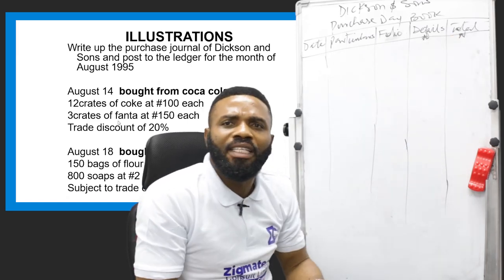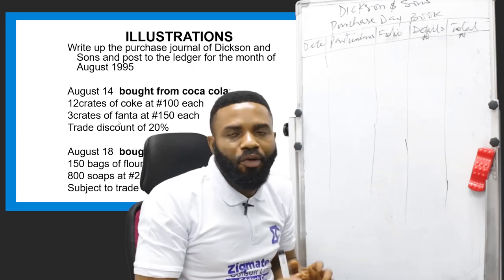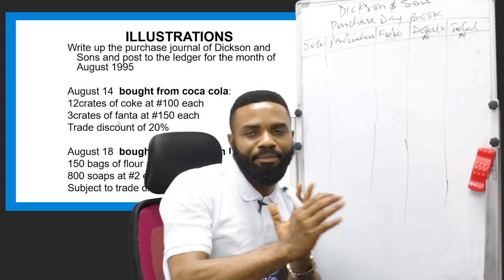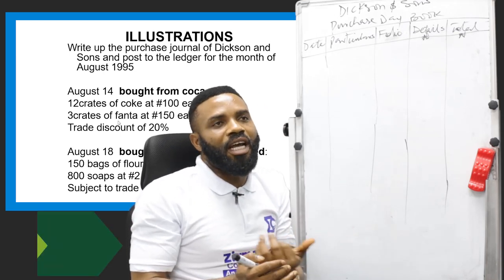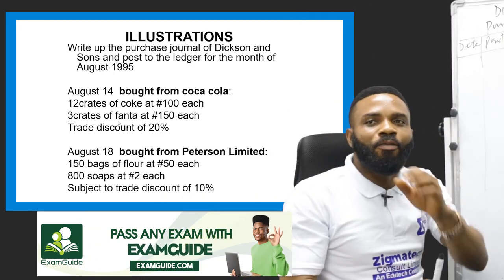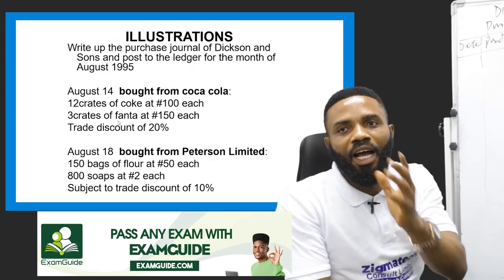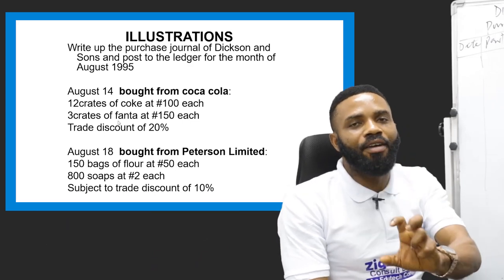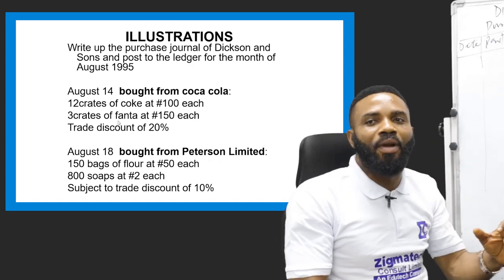Now, if you look at it, they said August 14, bought from Coca-Cola. We have different suppliers we usually buy items from. Sometimes you can buy from individuals, some other time you can buy from companies. For this particular illustration, we have two suppliers: Coca-Cola and Peterson Limited. The first supplier is Coca-Cola, and the second supplier is Peterson.